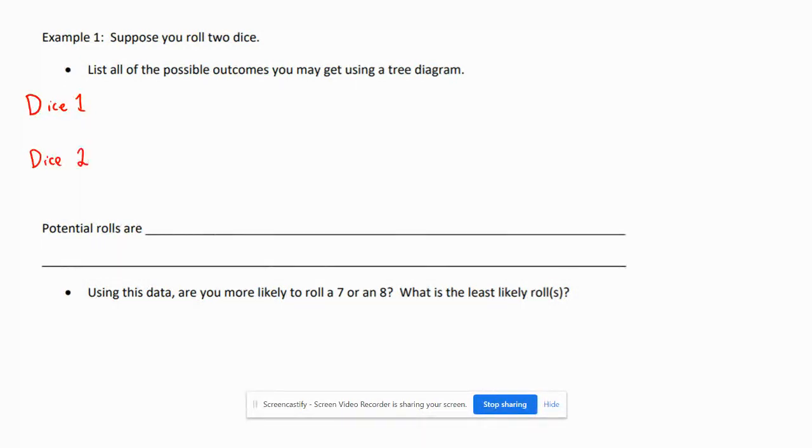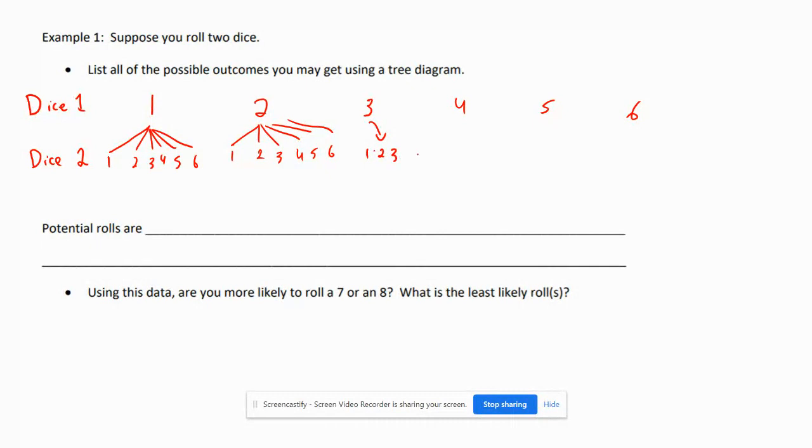Well, what are your possibilities here? For dice 1, you could have a 1, or a 2, or a 3, or a 4, or a 5, or a 6. Now for your dice 2, suppose your first roll was a 1. Then this is going to make another tree diagram like this, where it could be a 1, 2, 3, 4, 5, or 6. Here, 1, 2, 3, 4, 5, or 6. And then here, just put an arrow, it could be 1, 2, 3, 4, 5, or 6.